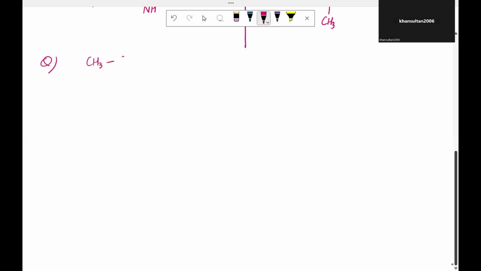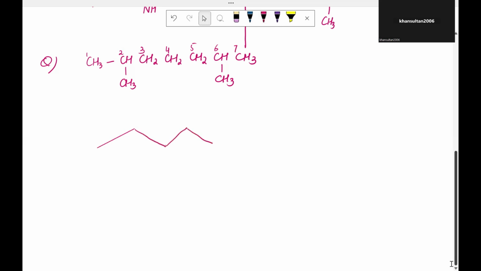CH3, CH, CH3, CH2, CH2, CH2, CH, CH3 at the branch. There's CH3 here. So let's draw its structure. How many carbons would be there? One, two, three, four, five, six, seven. It would be like one, two, three, four, five, six, and seven.